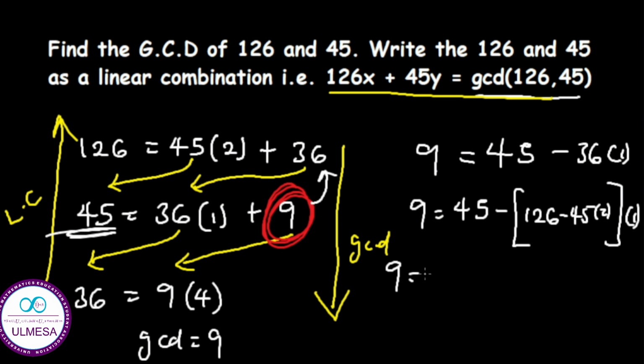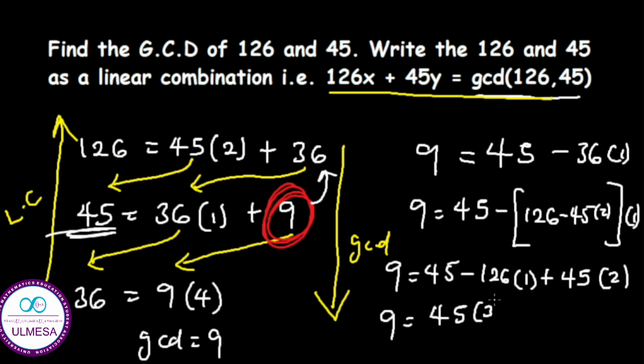So 9 is equal to 45 minus 126 times 1, because I'm using that one to open the bracket. Then if I open this bracket, that will be plus 45 times 2. So I have 45 in one place, and 45 in two places. That will be 45 in three places. So this is 45 in 3 places, minus 126 just in 1 place.